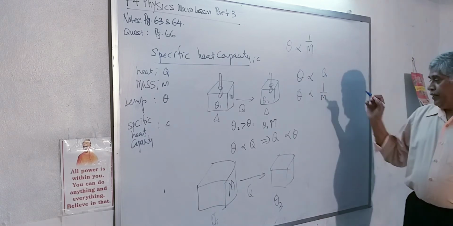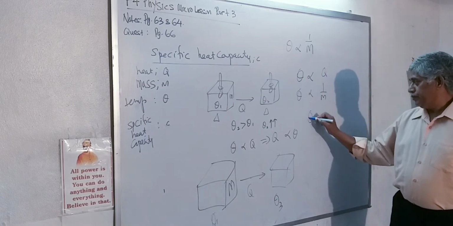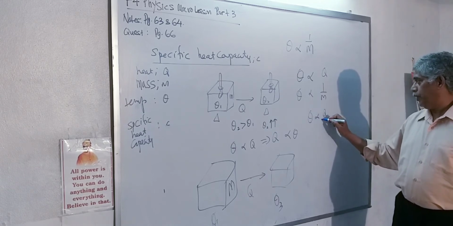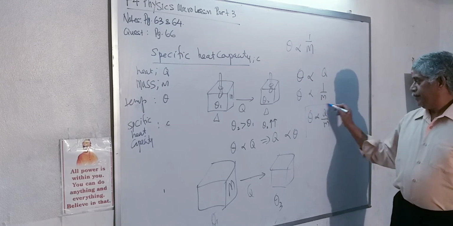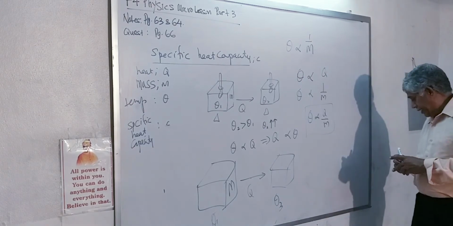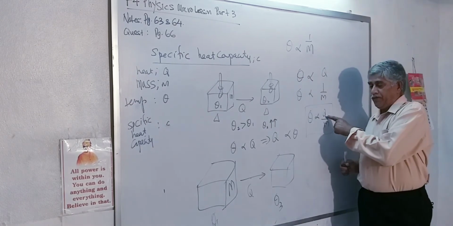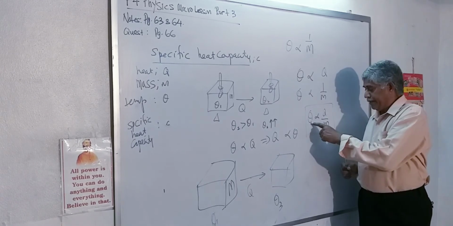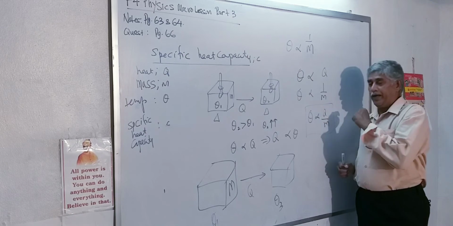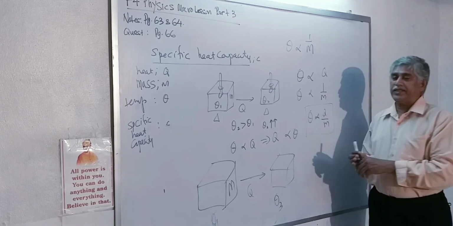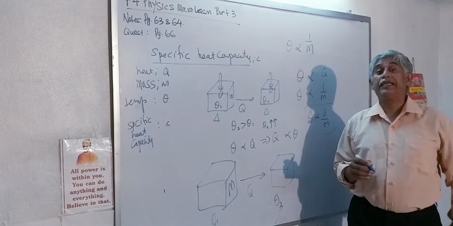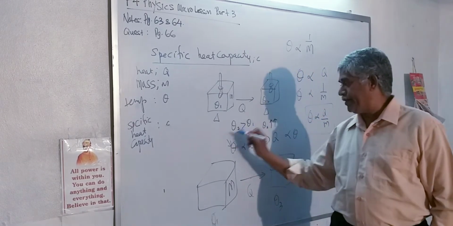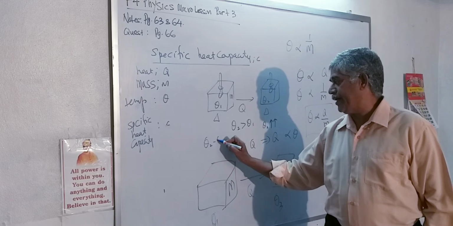That means we can combine these two. The temperature rise is proportional to Q over M. So the temperature that we are heating it up is influenced by the amount of heat, and also influenced by the mass. Here the temperature rise, or you also can say temperature change, this theta is actually temperature change. What is the temperature change? Higher temperature minus lower temperature.